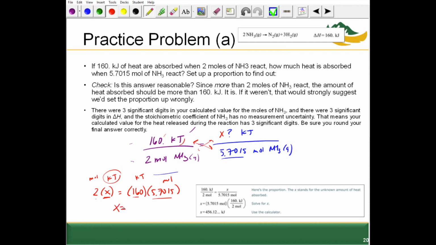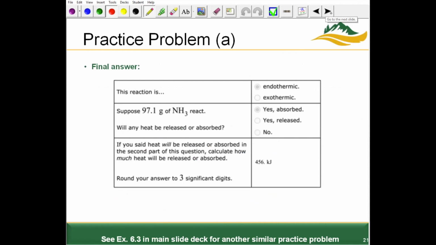We should get x to be equal to 456.12, without rounding yet, kilojoules, right? That has to be our unit because that's our unit here. We can't just randomly take kilojoules and equate that into joules. We have to match these units here. So to get this into the correct number of sig figs, this is 456 kilojoules.